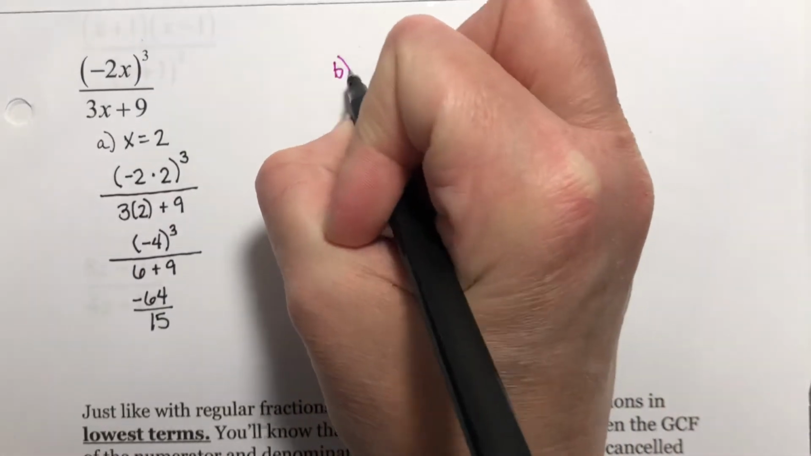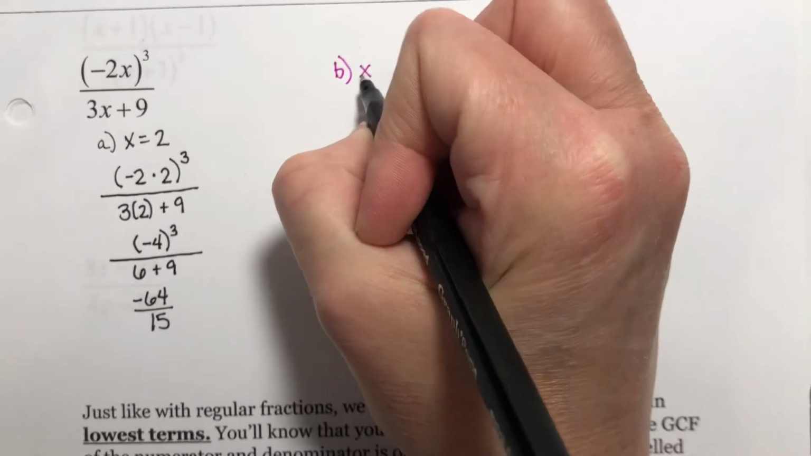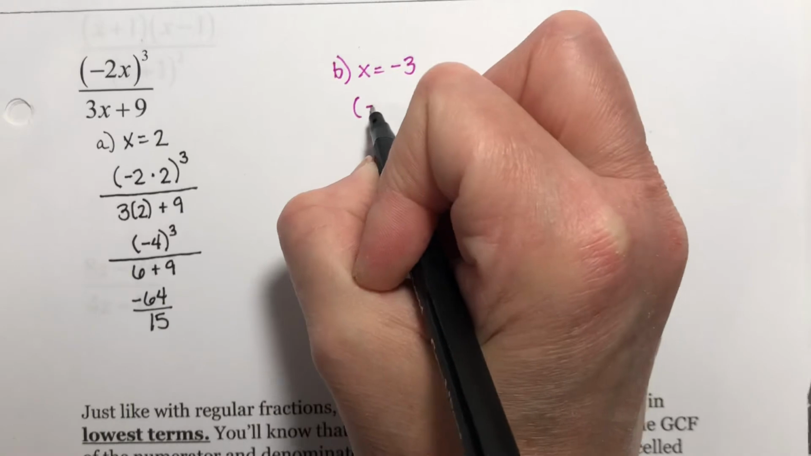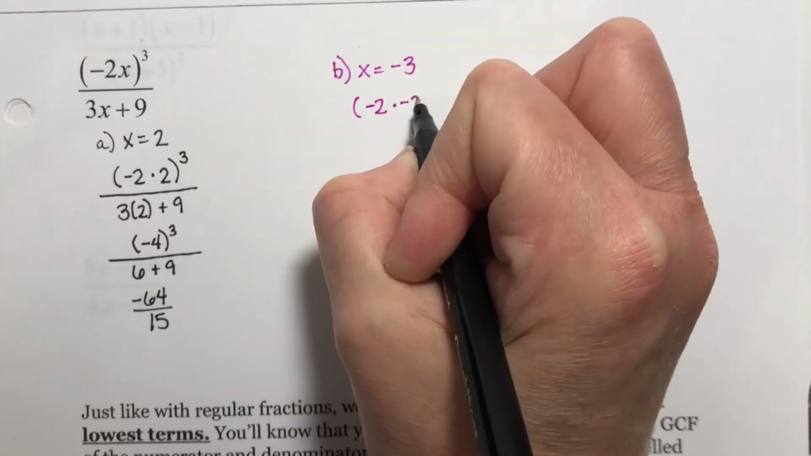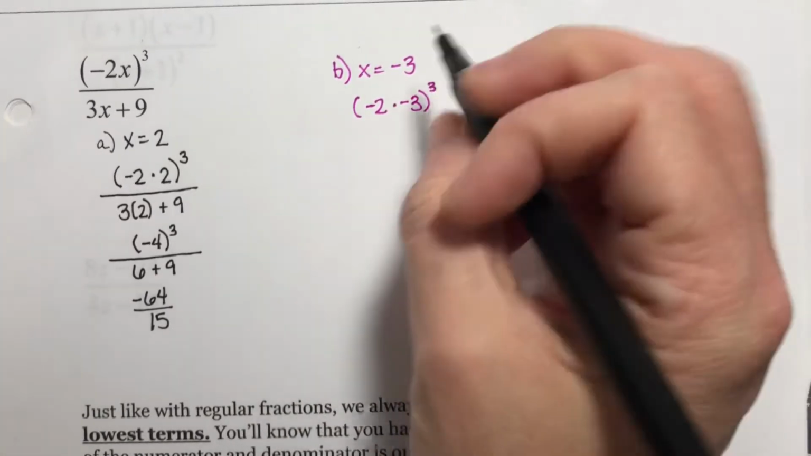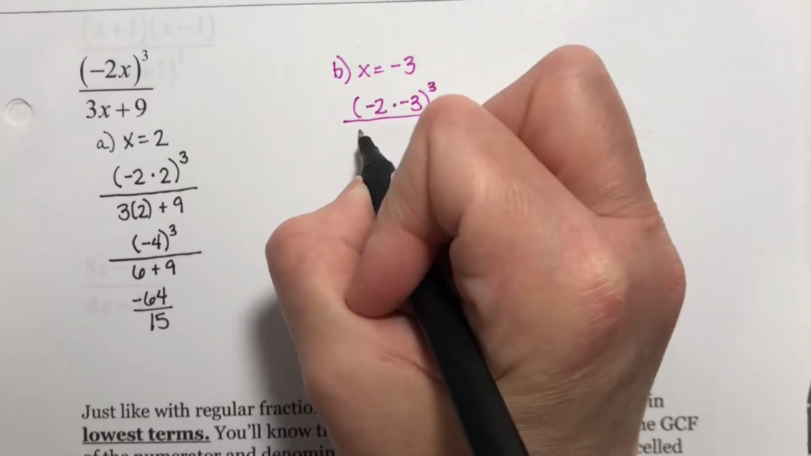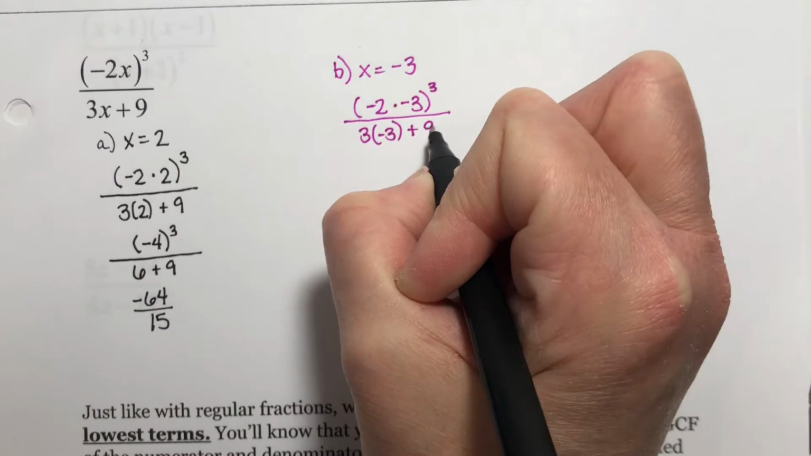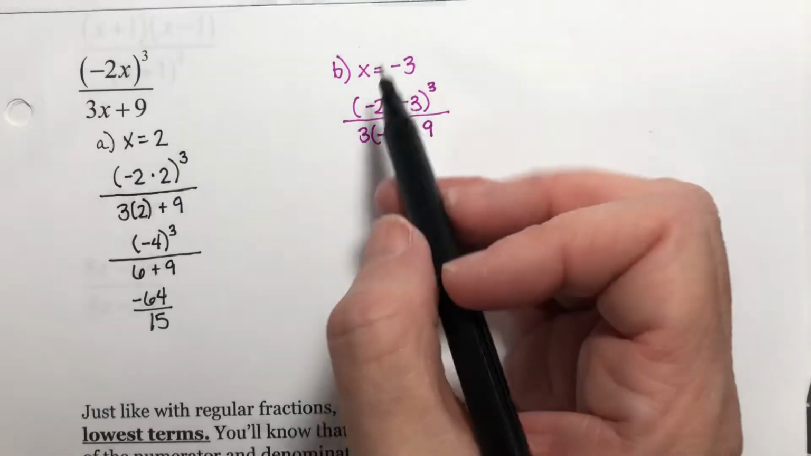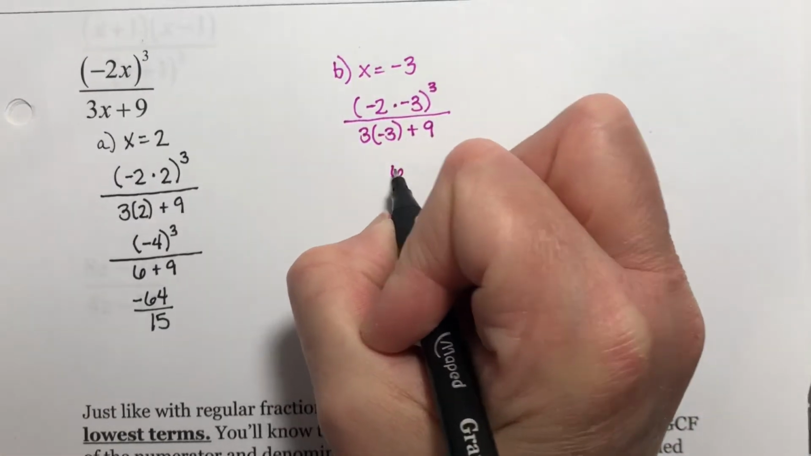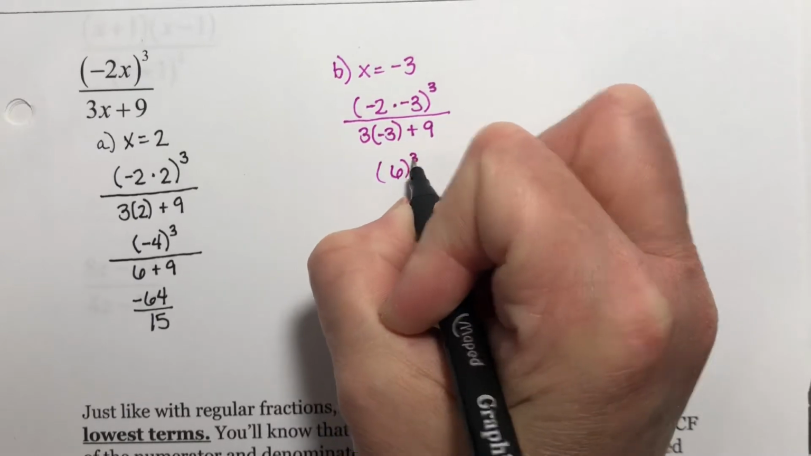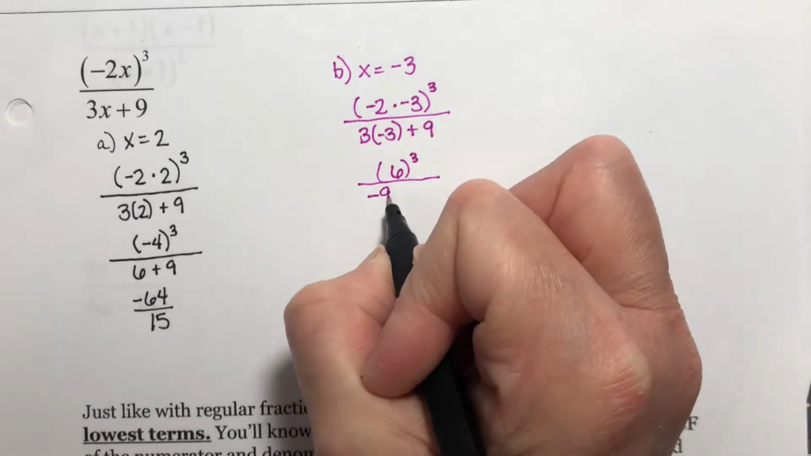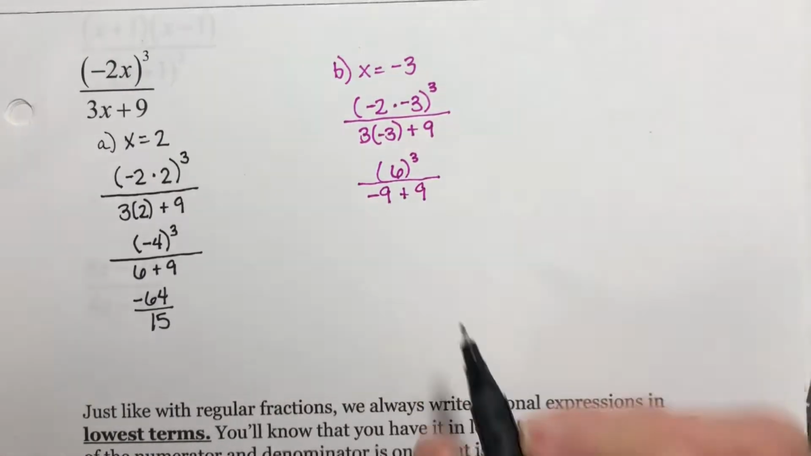Now for part B. We are supposed to plug in x equals -3. That would give me -2 times -3 cubed over 3 times -3 plus 9. -2 times -3 is +6, cubed, over 3 times -3 is -9 plus 9.